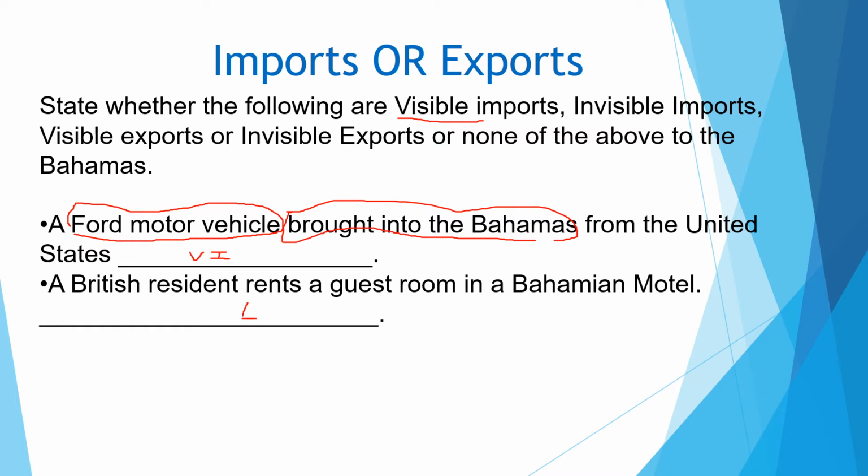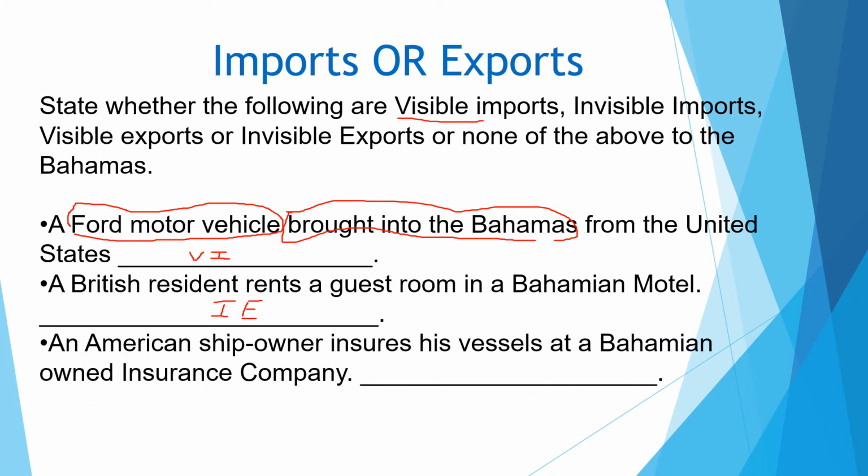Now we need to determine if it is visible or invisible. Rent would be considered a service because you're not purchasing a room. You are using the room. You are renting the room. Therefore, that is invisible exports.